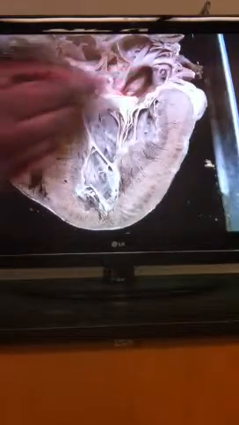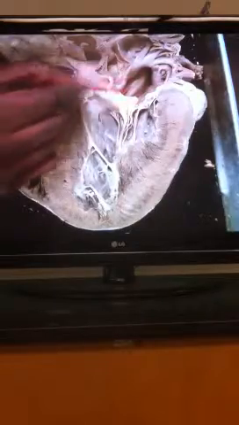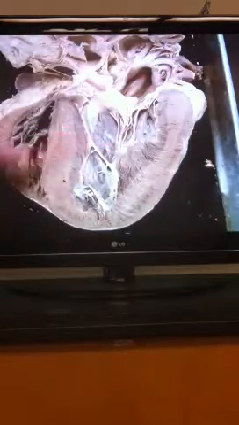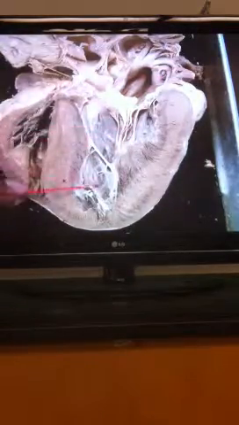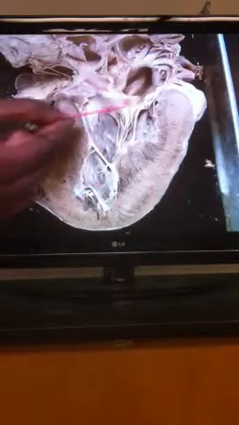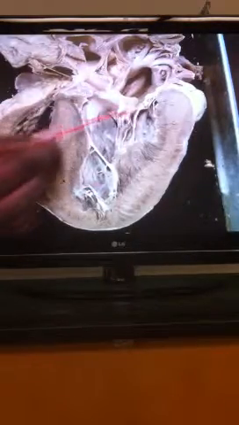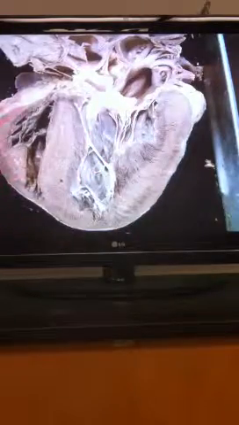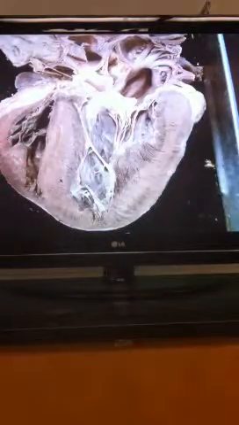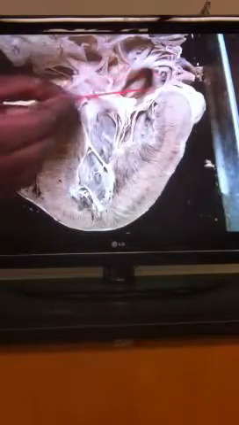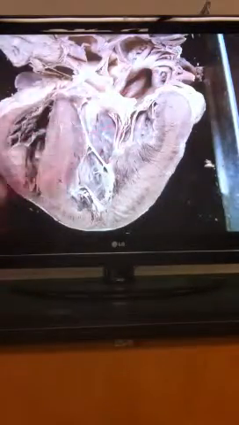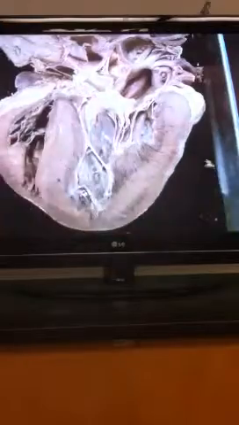This chamber is the left atrium. This chamber is the left ventricle, which is the largest chamber. It is separated by this valve, which is the bicuspid or mitral valve. Do that again. This is the left atrium. This is the left ventricle, and it's separated by who? Bicuspid or mitral valve. Sounds good.